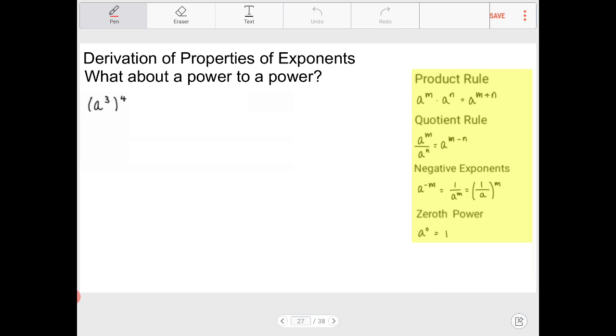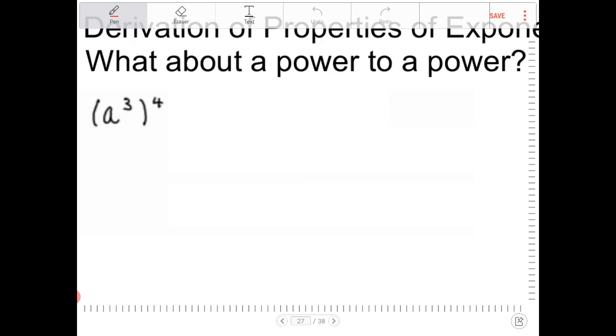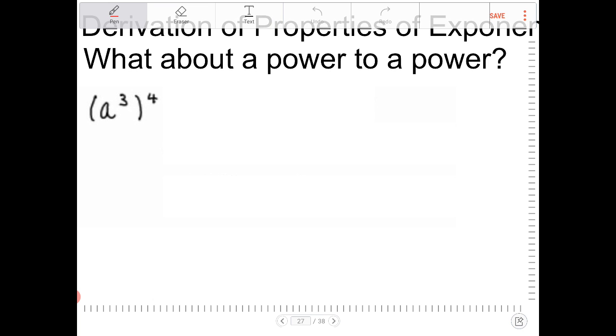Well, what about power to a power? Can't we do something about that? Yes. So if I have a to the third, and that is being raised to the 4th power, what does this really mean? What is this asking us to do with the number?